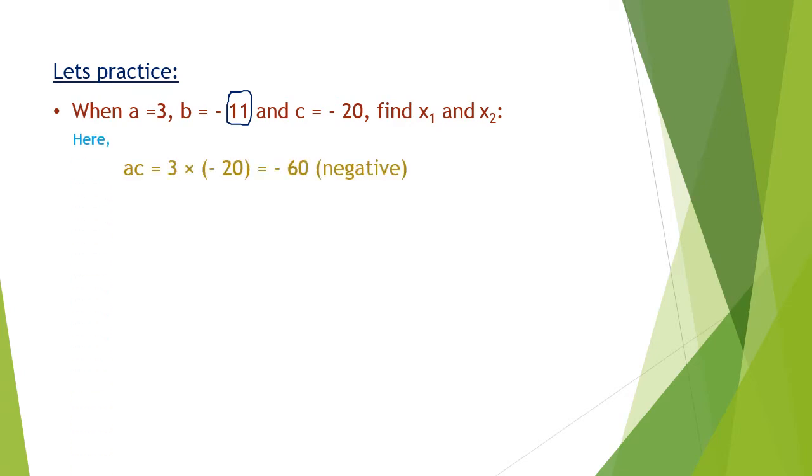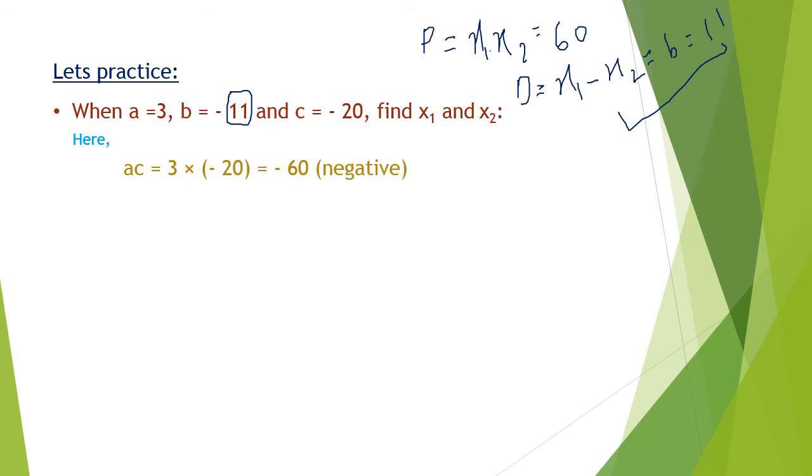Now the product is negative, so what we have to do is find p as x1 dot x2, and that must be equal to positive 60. And because it is negative, we have to find the difference, x1 minus x2. This d will be equal to b, and b always with positive sign, that means 11. So x1 minus x2 will be 11, and x1 dot x2 will be 60.